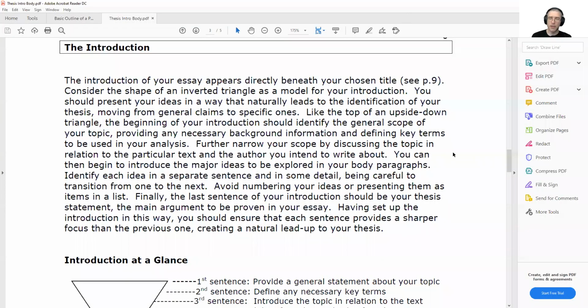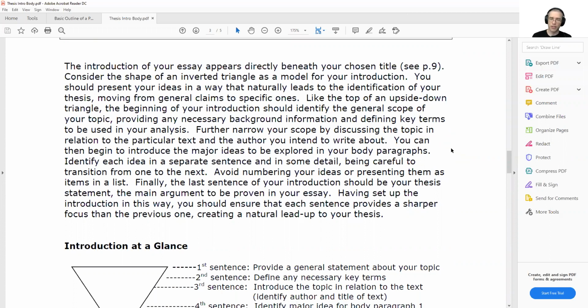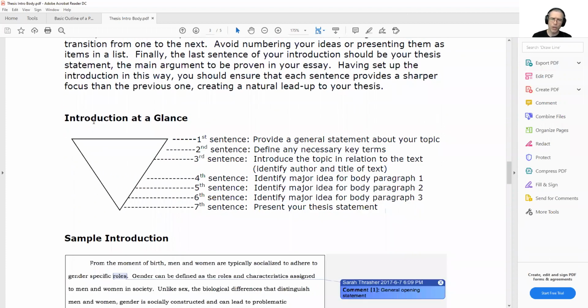The introduction appears immediately after your title. This introduction follows a logical developmental process that essentially moves from most general to most specific. And rather than reading through this section, which you'll be able to do on your own time because you have this handout in Omnivox, we're going to take a look at the introduction at a glance, because thinking about it in general terms helps, I think, to solidify what the introduction's purpose is and what it looks like in practice.